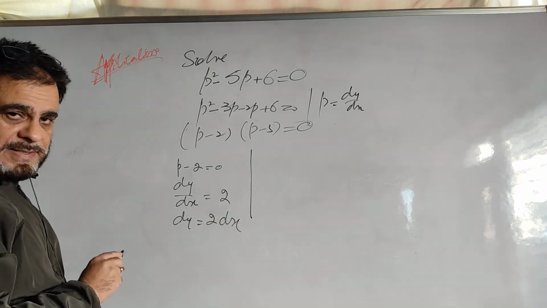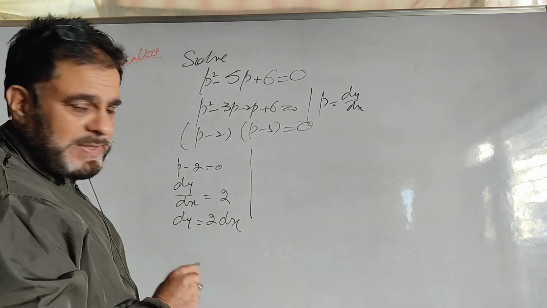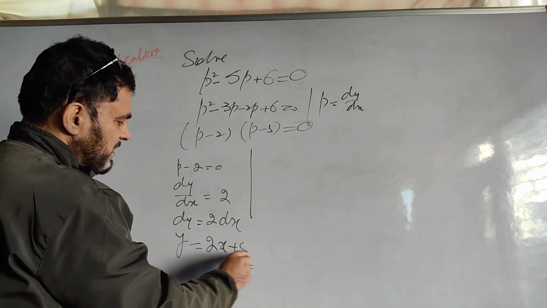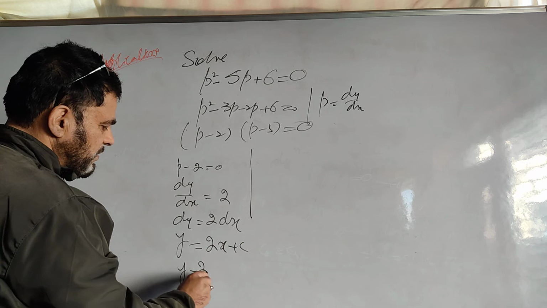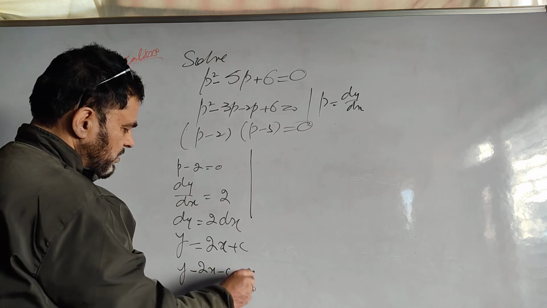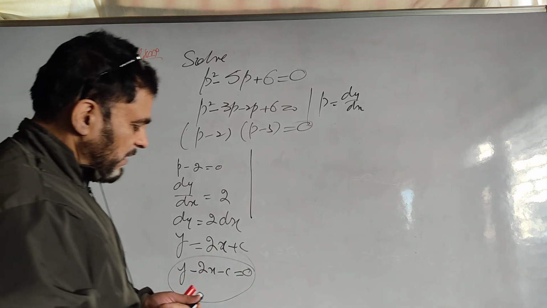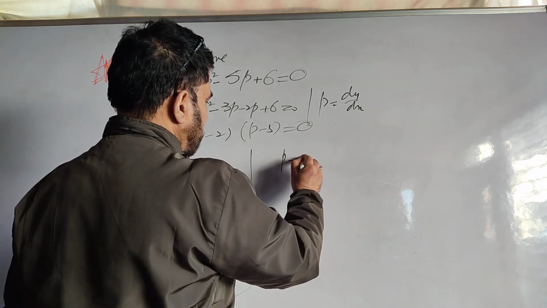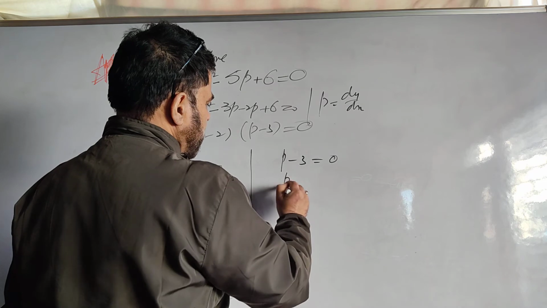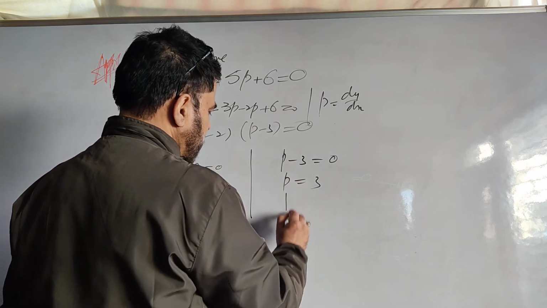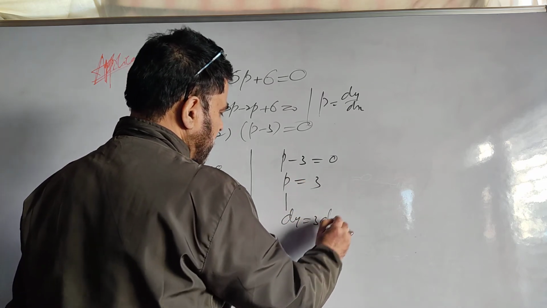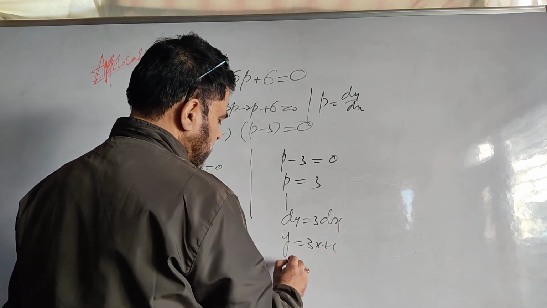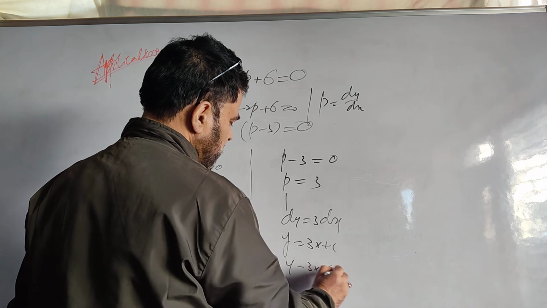Here you have variable separable. When you integrate this, it is y is equal to 2x plus c. That means y minus 2x minus c is equal to 0. C is the constant, but we have to use the same constant here as we said previously. It is of order 1. The other factor p minus 3 is 0, so p is equal to 3. This will be dy is equal to 3 dx. On this basis, we get y is equal to 3x plus c. This is y minus 3x minus c is equal to 0.